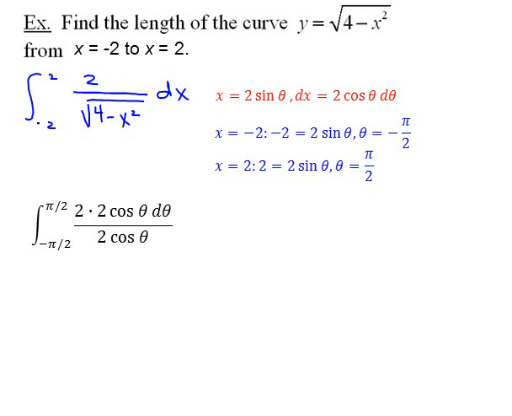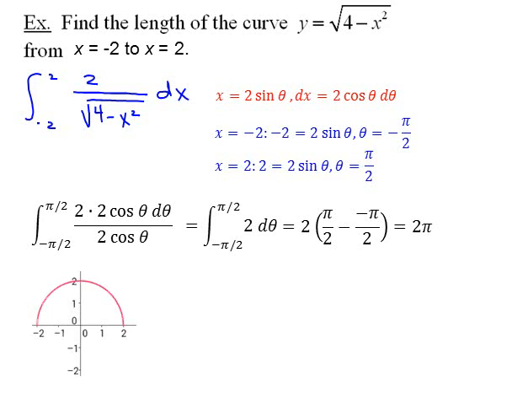Substituting gives the integral from negative pi over 2 to pi over 2 of 2 times 2 cosine theta d theta over 2 cosine theta, which simplifies to 2. And this evaluates to 2 pi. Thinking about this graphically, y equals the square root of 4 minus x squared describes a half circle centered at the origin with radius 2.